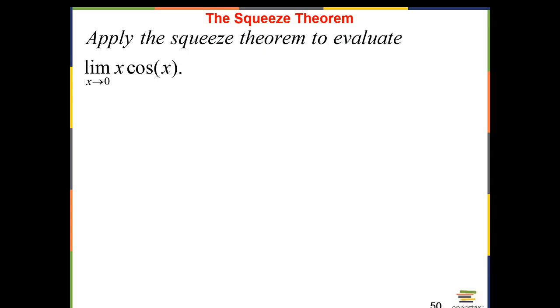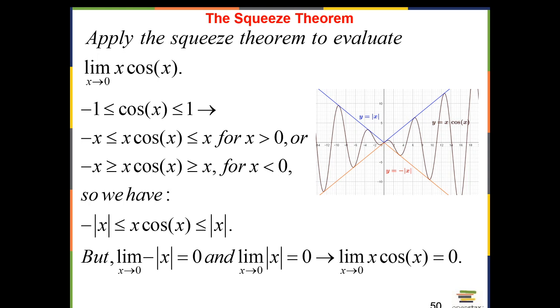the squeeze theorem. So we know that cosine is stuck between -1 and 1, right? You know that from the unit circle, that cosine is between -1 and 1. So if you have an angle here, cosine is that much. If it's over here, cosine is that much, right? So cosine goes from -1 to 1.